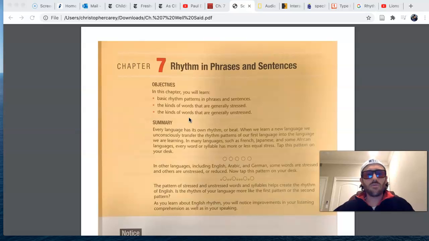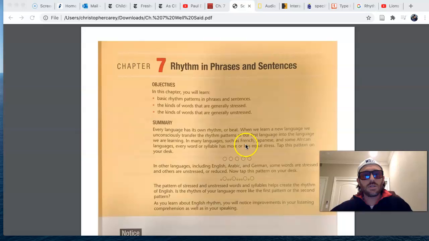So in every language, you have rhythm or a beat, right? A pattern that exists in every language. However, when we learn a new language, and oftentimes it's unconscious, something that we do without even thinking, we transfer the rhythm of our native language to the language we're learning, right? Without even thinking about it.